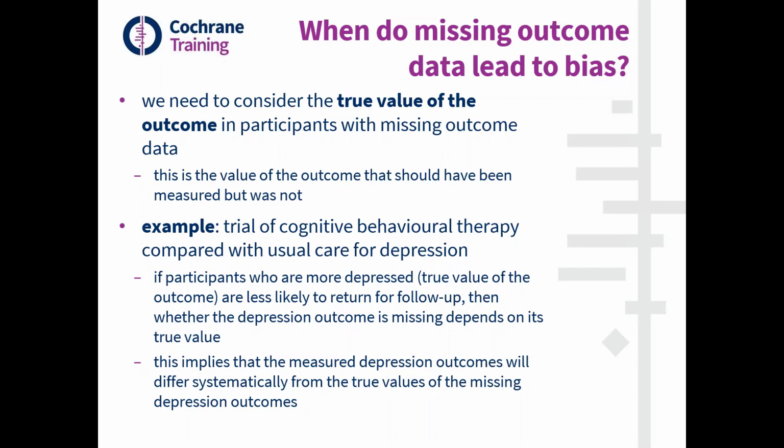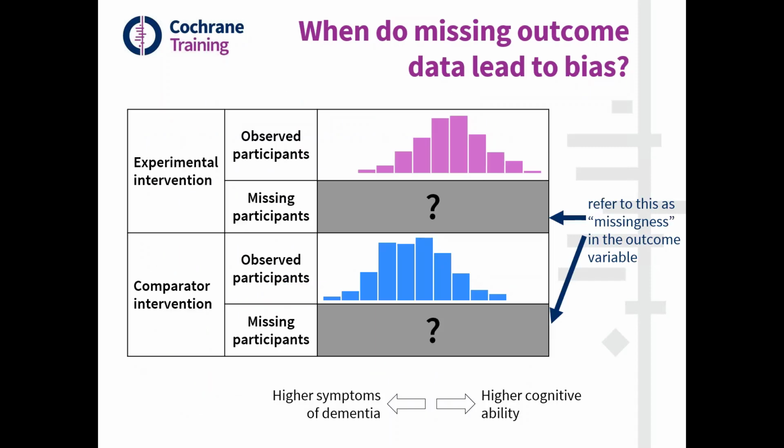So you'll see that a lot of our thinking around the tool is relating things to the true value of the outcomes among those who were missing. I've got a few diagrams to illustrate some situations in which there won't, or may not be bias. Here's a depiction of some outcome data in a randomized trial comparing an experimental intervention versus a comparator intervention. What I've drawn here is a histogram of the observed outcomes for those in which we have the measurements. We've got pink for the experimental and blue for the comparator. But in each of these arms, I'm saying there are some missing participants.